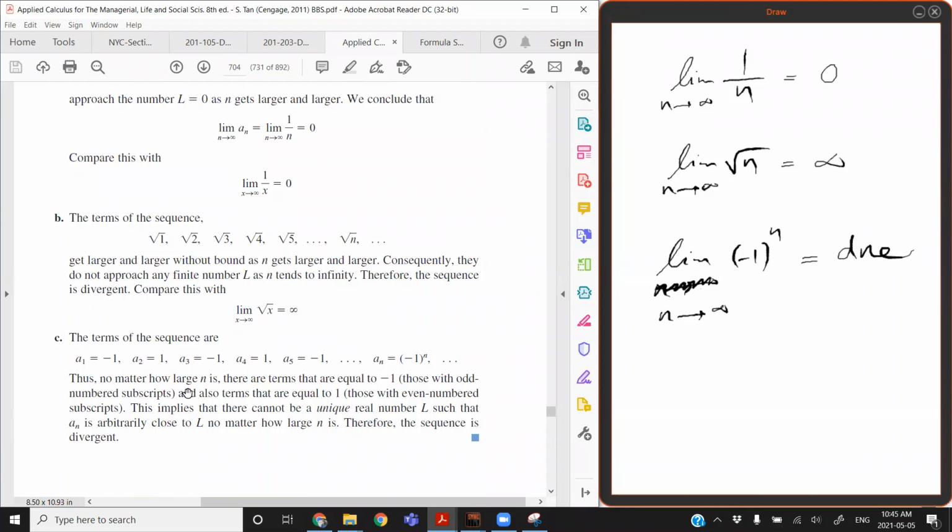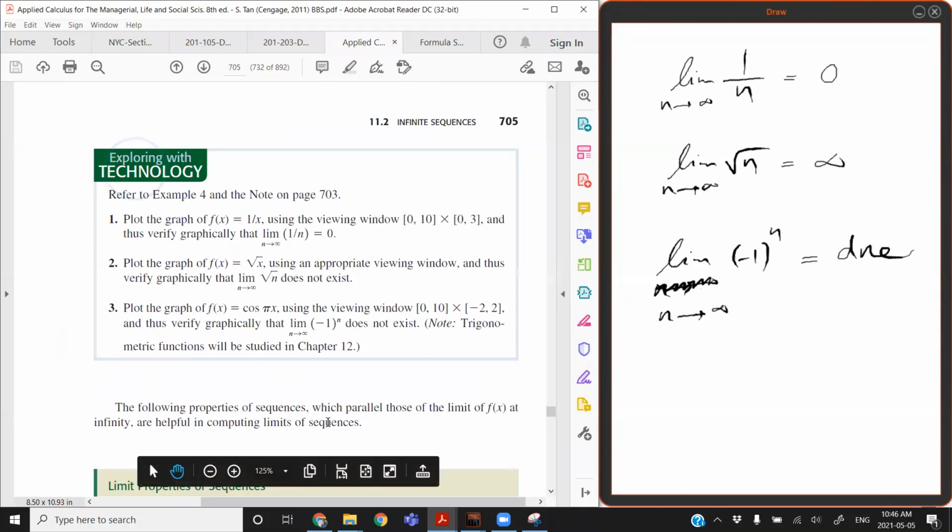So here you have the explanation. Thus, no matter how large n is, there are terms that are equal to -1 for the odd numbers, and there are terms that are equal to 1 for the even numbers. This implies that there cannot be a unique real number L such that an can arbitrarily be close to L as n gets larger and larger. Therefore, the sequence is divergent. Are we good?